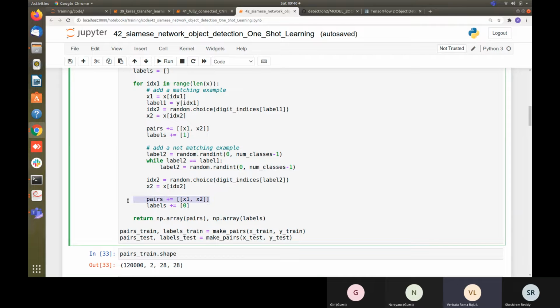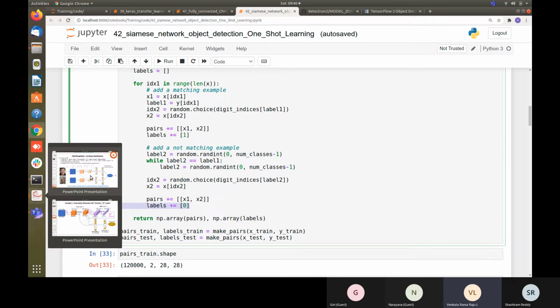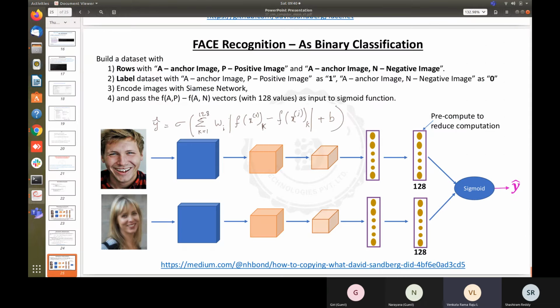as 1, two records belonging to 5 and not 5, giving 0. In this example, I took this person and this person's picture and kept the final target variable as 1. Took this person and the other person, kept the target variable as 0. Did you understand?